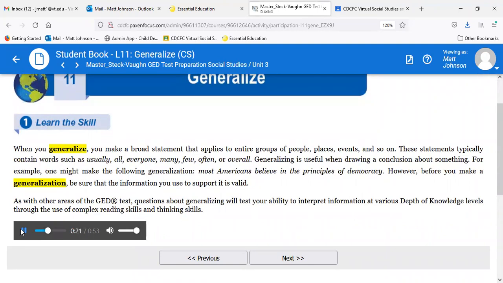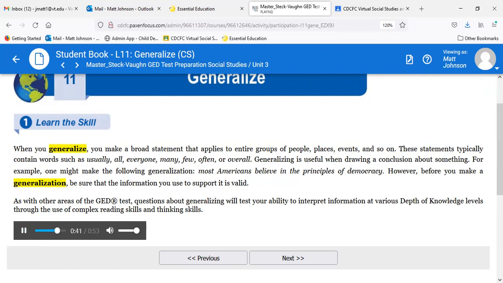Generalizing is useful when drawing a conclusion about something. For example, one might make the following generalization: most Americans believe in the principles of democracy. However, before you make a generalization, be sure that the information you use to support it is valid.